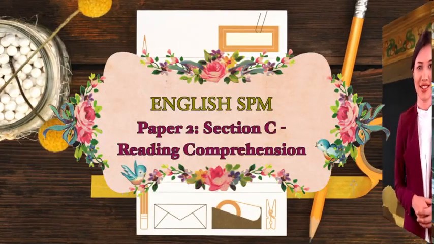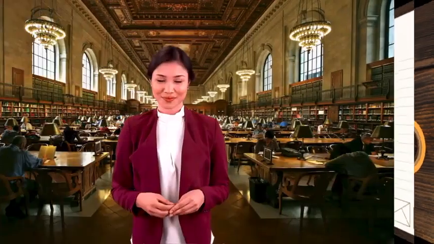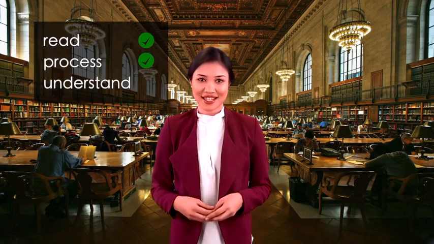Today we are going to learn how to answer paper 2, section C, reading comprehension. Reading comprehension is the ability to read, process and understand a text. Simply put, reading comprehension is the act of understanding what you are reading. This skill is to be tested in paper 2, section C, reading comprehension. In this episode, I'm going to teach you the strategies that you can use when answering this section.